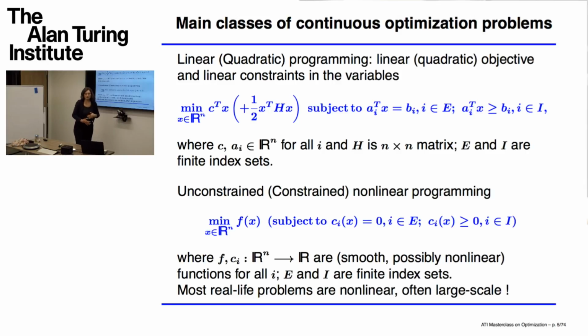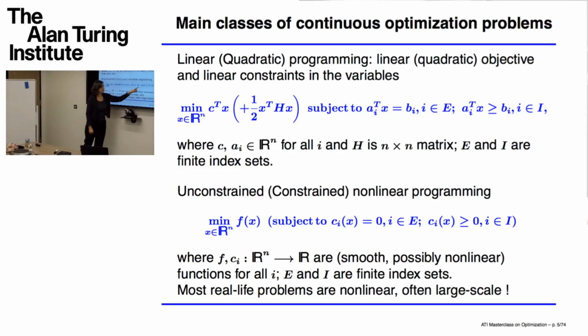And then the talk today will be more on nonlinear problems, constrained or unconstrained. So unconstrained, I mean there are no restrictions on x, and constrained means that you have finitely many equalities or inequalities, and these constraints could be non-convex. But mostly today I'll talk about the case when all of these functions involved, f and the c_i's, are smooth.